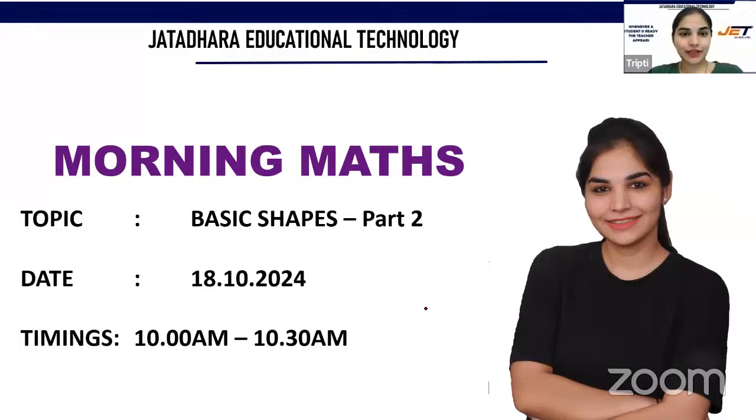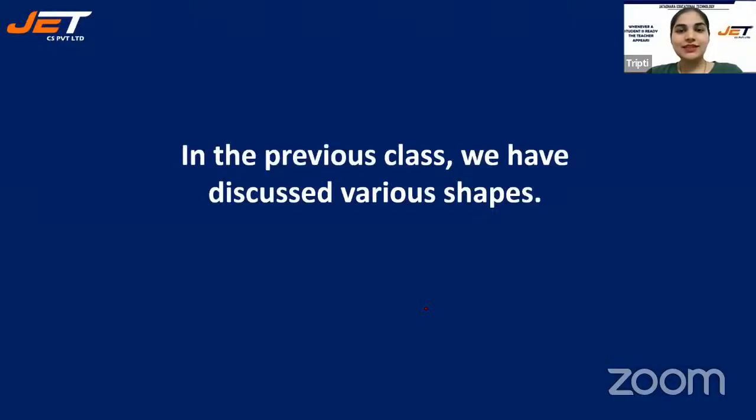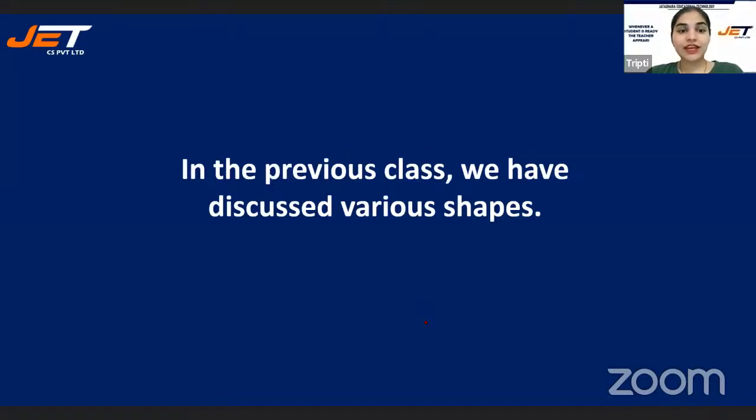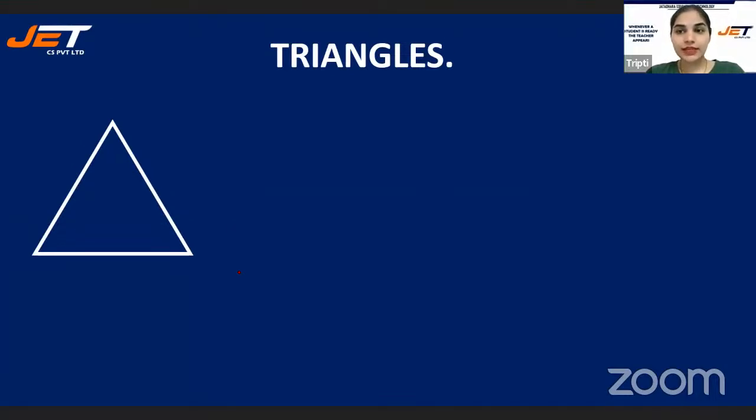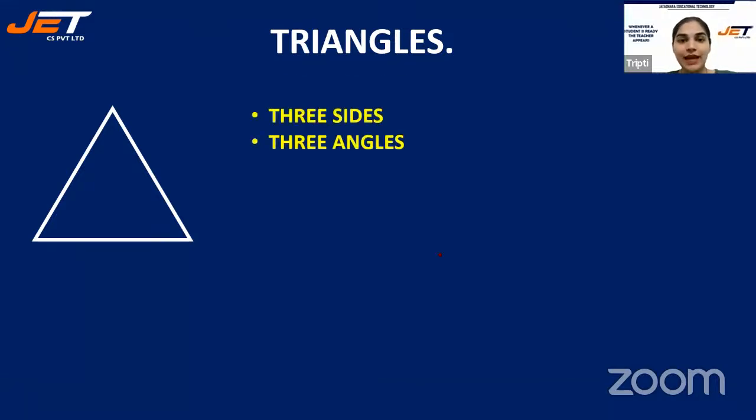Yeah, perfect. Okay, so in the previous class, we discussed various shapes that we come across in our day-to-day life. So here, this is a triangle. What are the properties of a triangle? A triangle has three sides, three angles, and three vertices. That means three corners. Okay. Next thing is over here, it has three angles, three vertices, three sides.